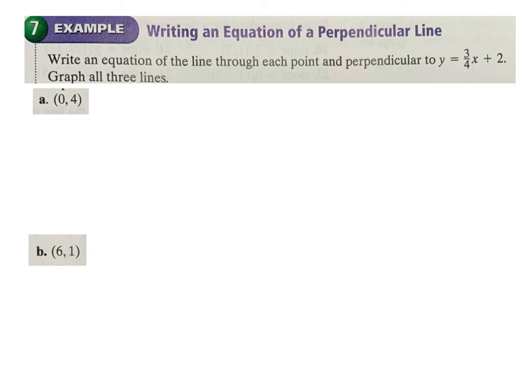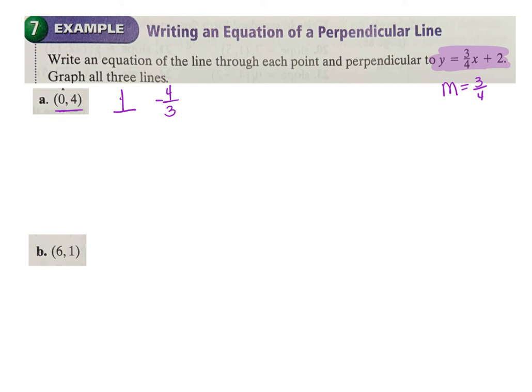Write an equation of a line through each point and perpendicular to this particular line, all right? So if they have told me it is perpendicular to a line, what have they ultimately given me? The slope, all right? What's the slope of this line that they gave me? The slope of this one is just 3/4, right? So if I want one that is perpendicular to it, then I am going to flip this and negate it, okay?